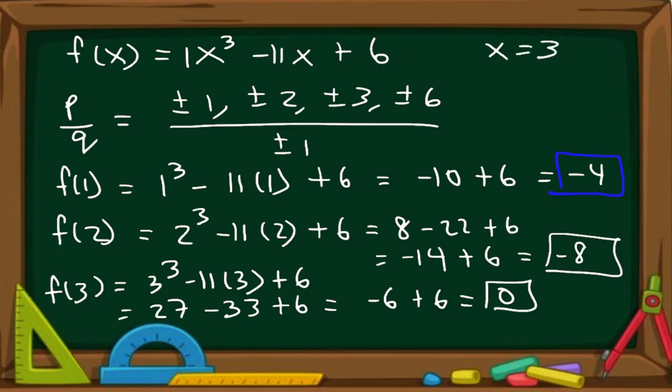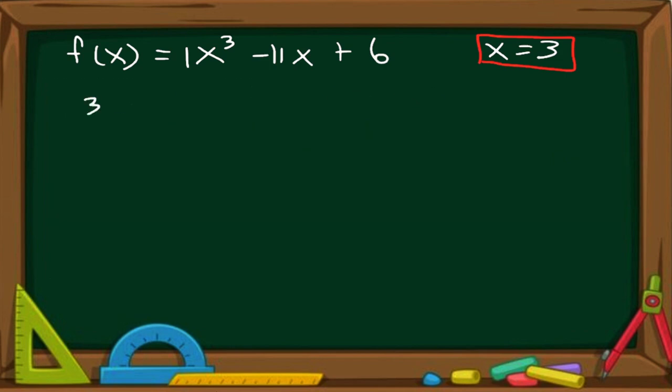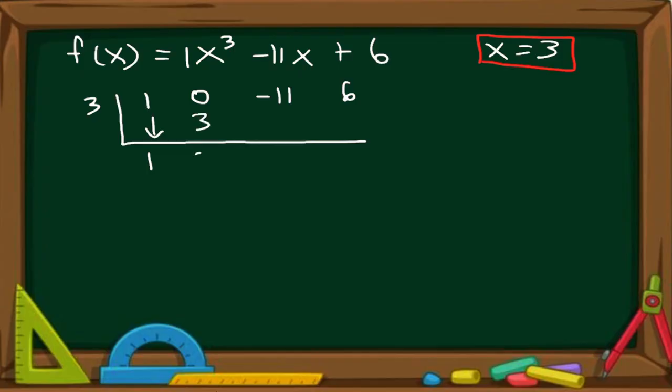So let's put a 3, and then this is going to be 1. Now don't forget about the 0x squared, which is between x cubed and x. So we got to put a 0 here, and then negative 11 and 6. So 3 times 1 is 3, 3 times 3 is 9, negative 11 plus 9 is negative 2, and 3 times negative 2 is negative 6. So this is going to be x squared plus 3x minus 2.